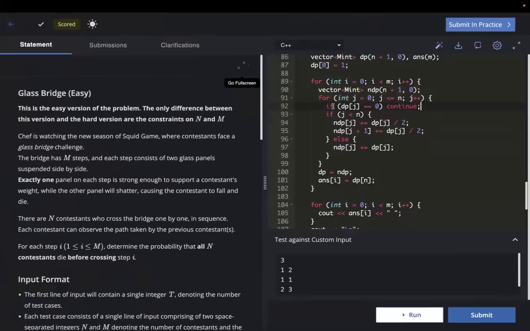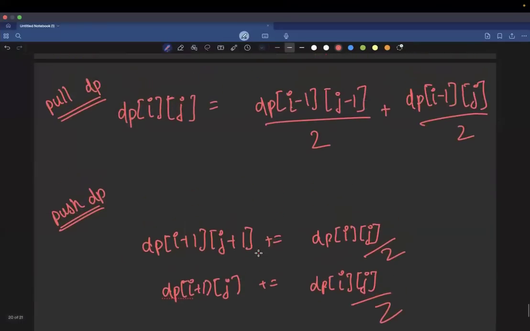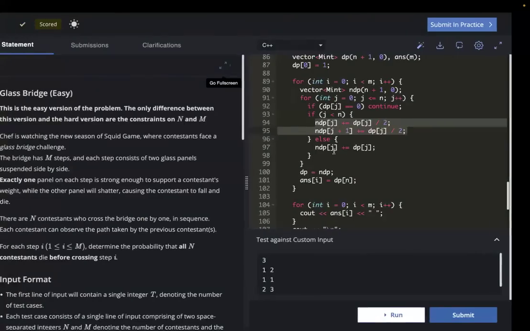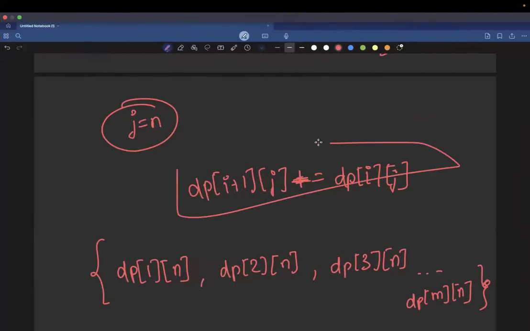Just an overview is that for each and every state, I'm checking if j is less than n or not. If j is less than n, then I'm having these two transitions as I discussed here in the push TV part. And if j is equal to n, then in that case, I'm having this transition.